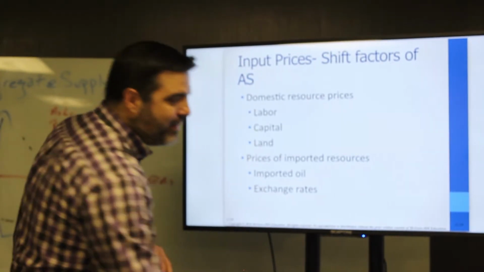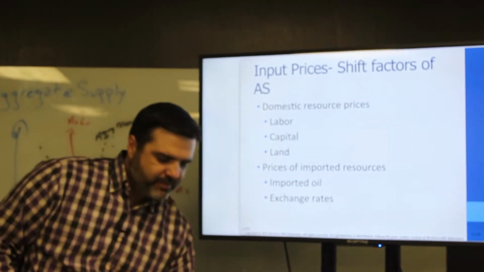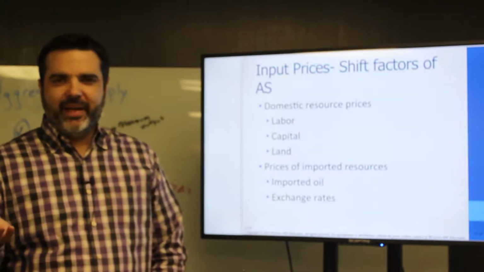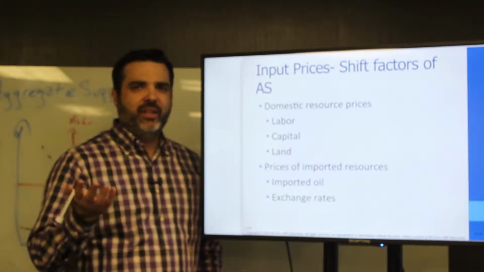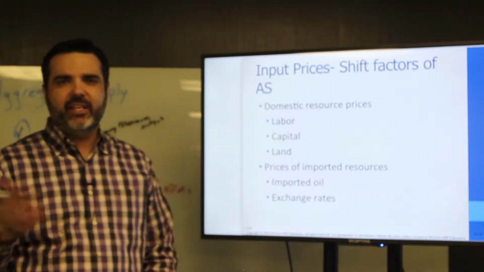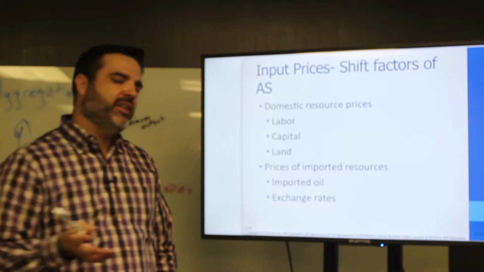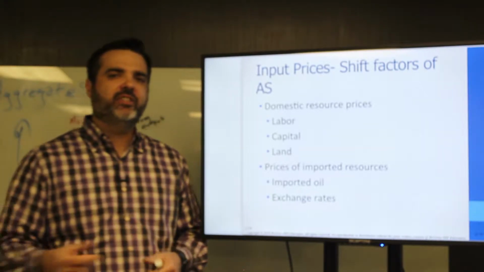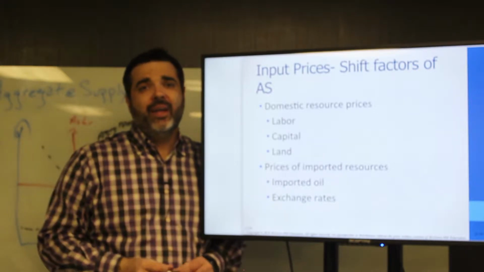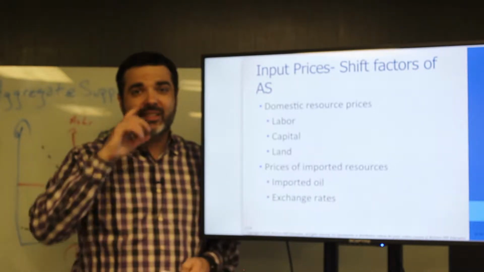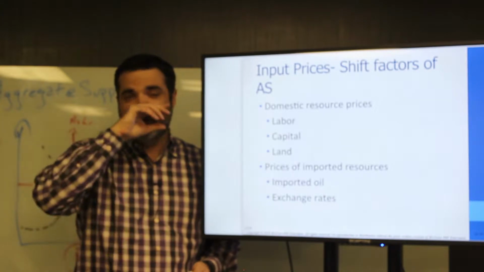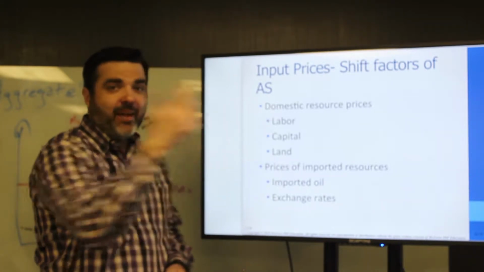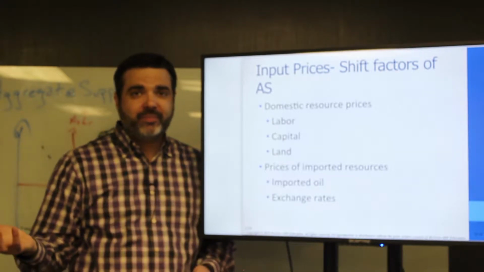Okay, so we have this lovely aggregate supply curve. We were talking about aggregate demand and what shifts that aggregate demand curve: a change in consumption, a change in investment, a change in government spending, a change in net exports. Well, the thing that's going to shift supply is a change in what makes up the supply curve. A change in supply is a change in resources, and we talked about resources being land, capital, labor, or entrepreneurship.